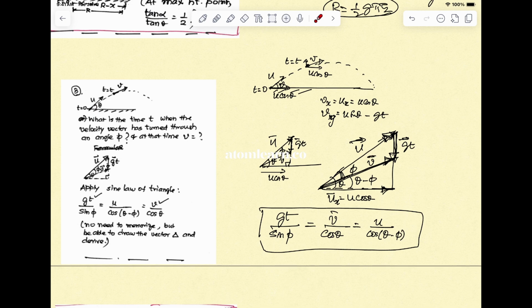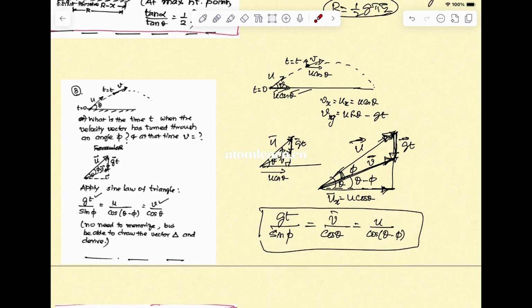We have a relation connecting this. Time is what is asked for. The initial velocity u is given, and the original projection angle theta as well as the turned angle phi are given. Therefore u, theta and phi are known, and sine phi is known because phi is known. Now g is known, therefore t can be calculated. So the first part of the question, what is the time at which it has turned by angle phi, can be answered by equating this to this.